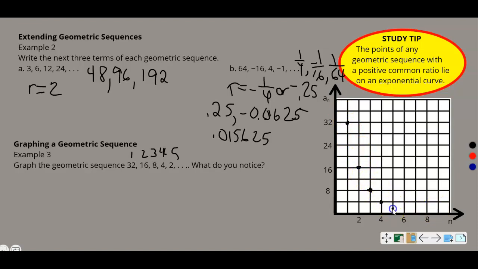But we only graph the points here. We don't connect the dots because we're just graphing this sequence. So the points in between here are not part of the sequence. And the study tip here says the points on any geometric sequence with a positive common ratio lie on an exponential curve. So it is going to look like an exponential curve each time you graph a geometric sequence, as long as you have that common ratio.